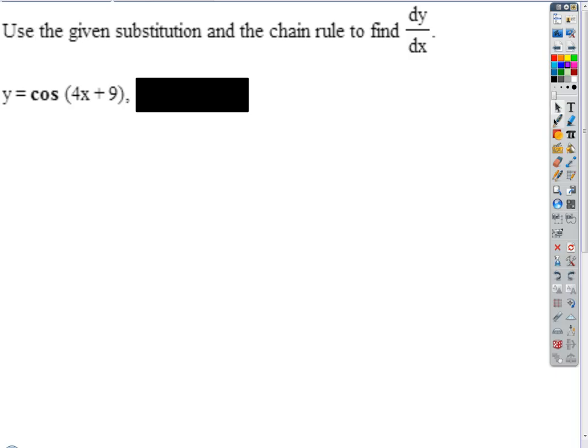So if we're going to differentiate this, this is just chain rule stuff, right? So how many layers? 2. All right, so then y prime equals, what's the first layer? Cosine. Good. So the derivative of cosine is? Negative sine.